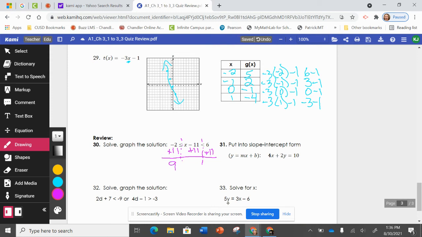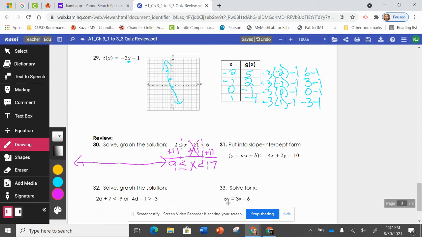-2 plus 11 is 9. Our inequality doesn't change. We have x. -11 plus 11 is 0. And then 6 plus 11 is 17. So we have x is between 9 and 17.